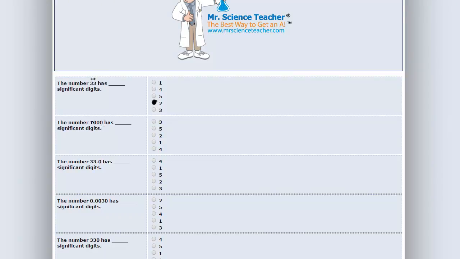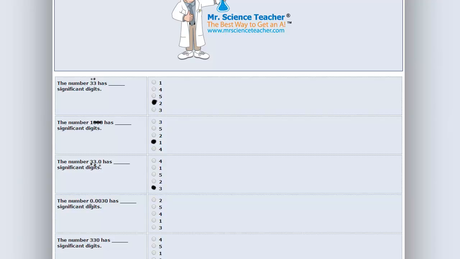And the number 1,000. Remember, there's no decimal point here, so these 3 zeros are not significant. And so the number of significant digits is 1. And the number 33.0, this 0 is at the end of the number and to the right of the decimal point. So all 3 of those are significant.